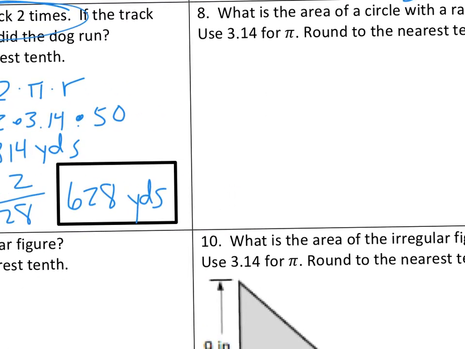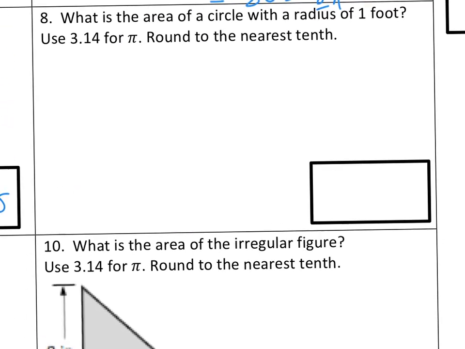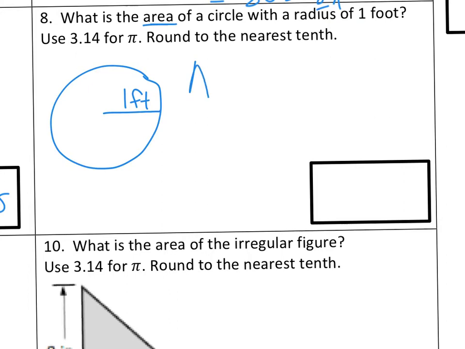All right, how about number 8? What is the area of a circle with a radius of 1 foot? Use 3.14 for pi and round to the nearest tenth. Okay, again, draw myself a circle because that makes this much easier. And then draw the radius of 1 foot. Okay, so it's 1 foot. Now it's asking for the area. I underline it, and then I write down the formula that will get me area for a circle. And that's this tool.